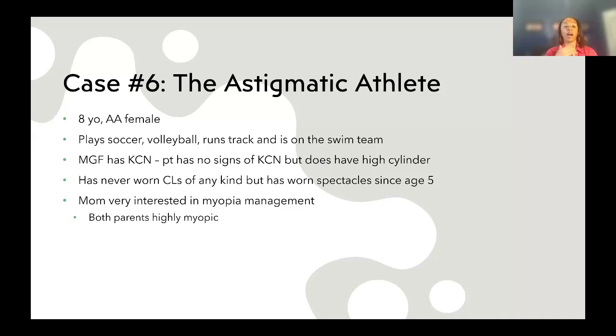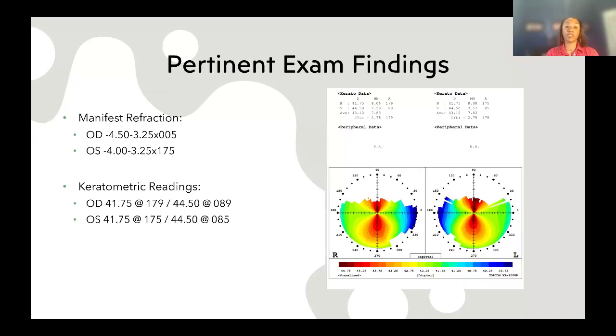Both of them are high myopes, and they just want better for their child, which I love, that type of parent that only wants what's best for their child, and they want better for their child than what they had. So this is her manifest refraction. Remember, she is only 8. So minus 4.50, minus 3.25, minus 4, minus 3.25 with the rule of astigmatism.